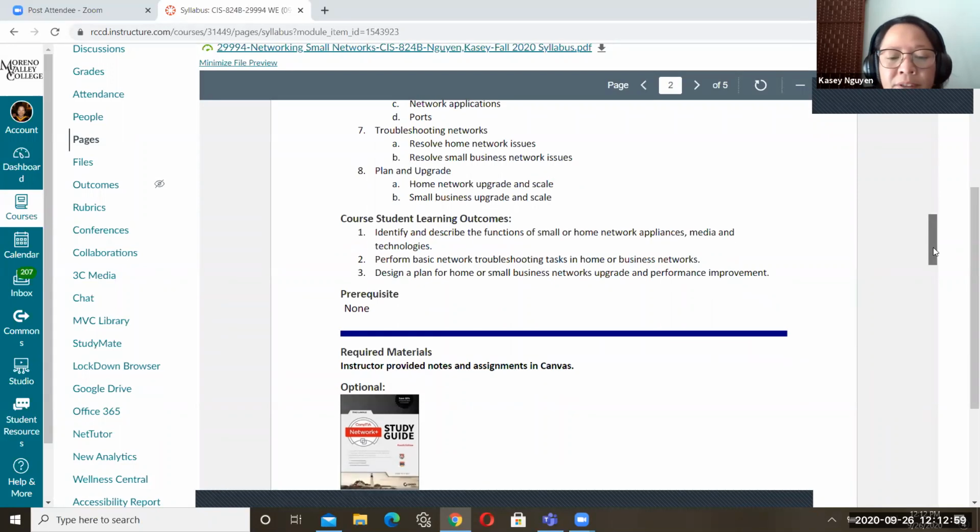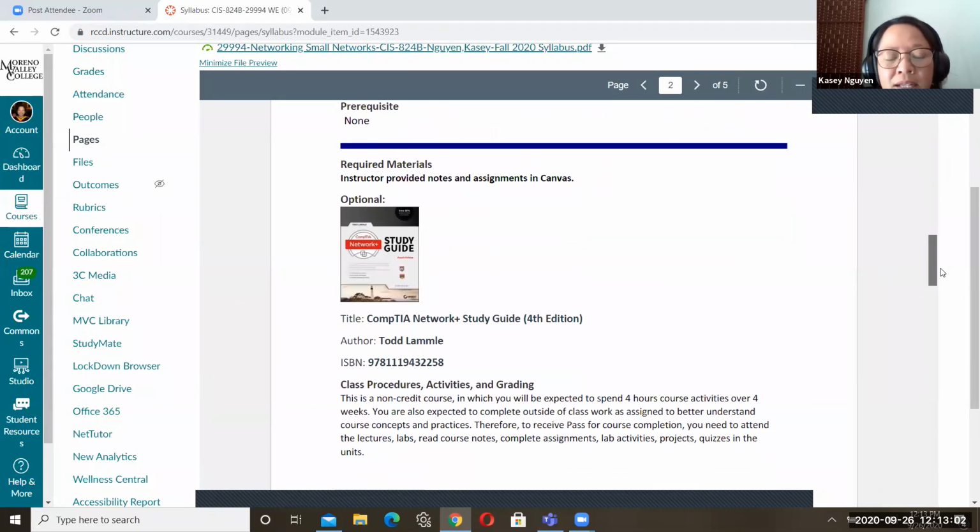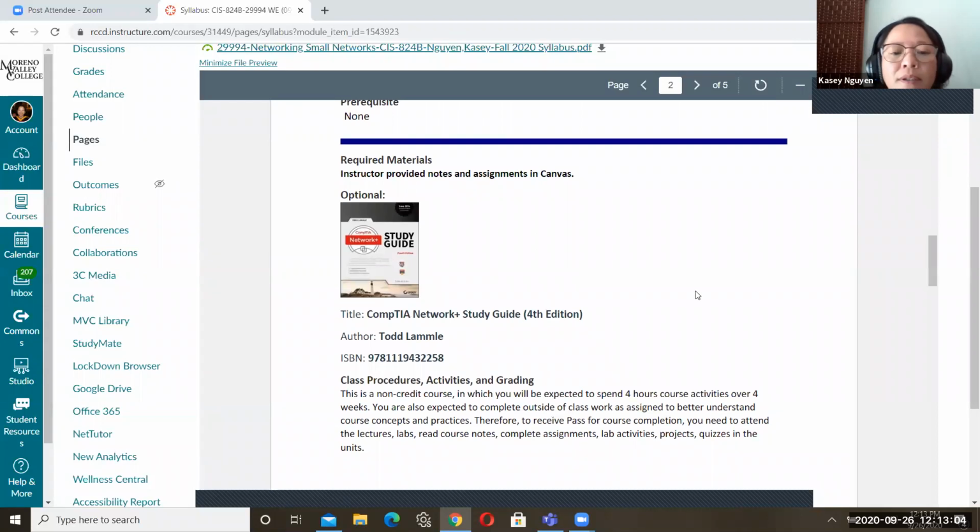There's no prerequisite for this course, and the textbook I'm using is optional. So if you plan to study for Network Plus, you can use a study guide like the suggested textbook. I use notes that I would release every week for you to go over the concept. And I base my notes on some of the chapters in this textbook. We'll talk about Network Plus certification as an option for you and how you can go about achieving that.